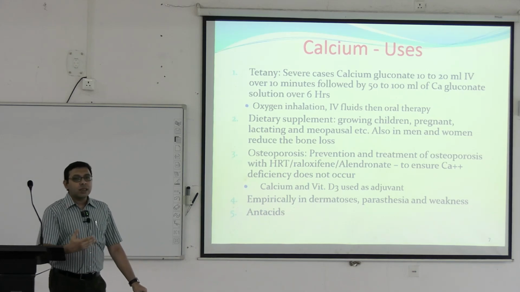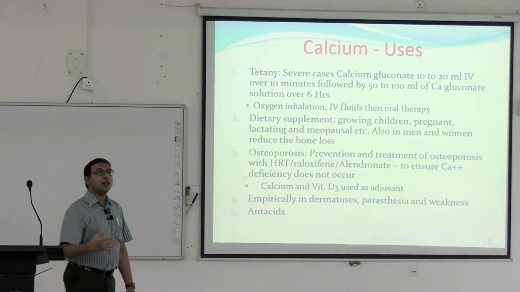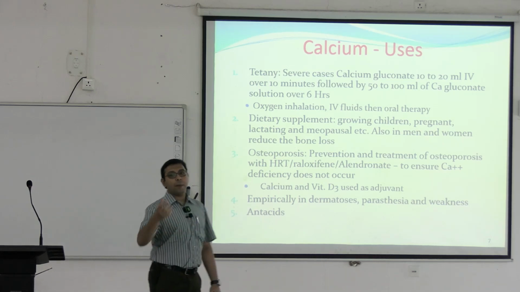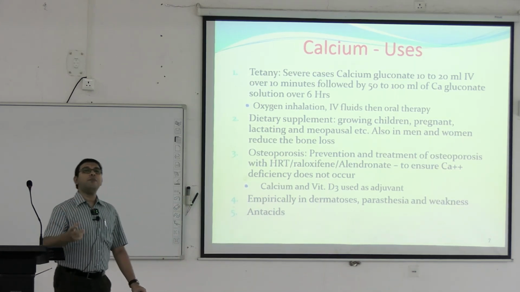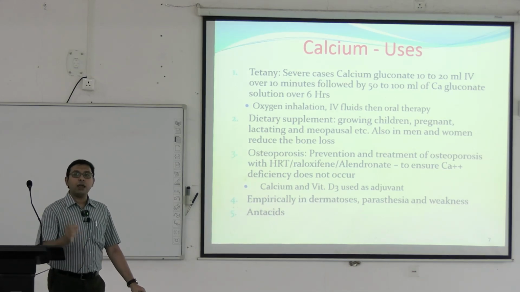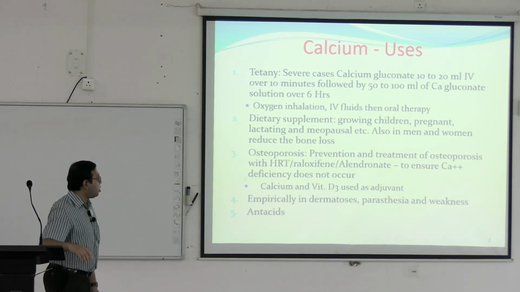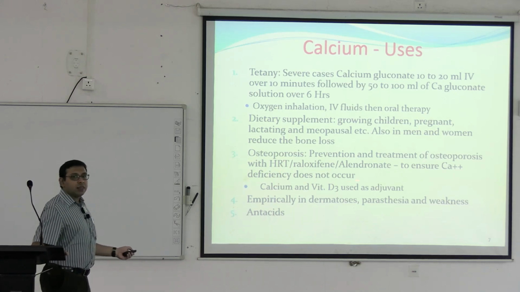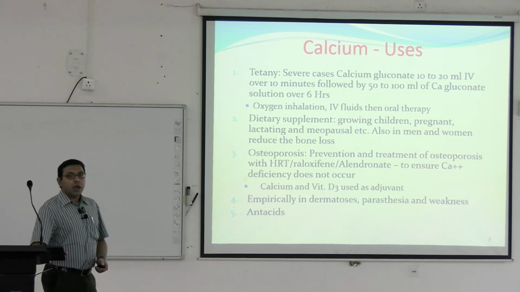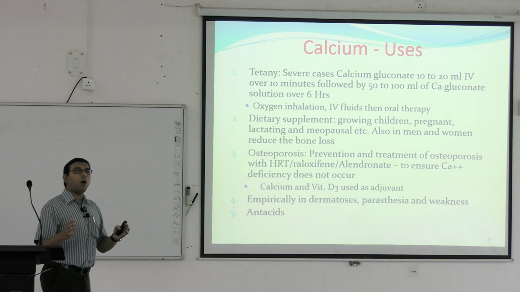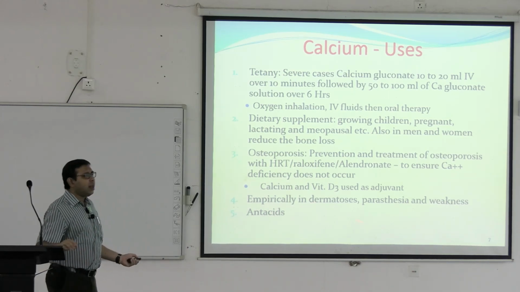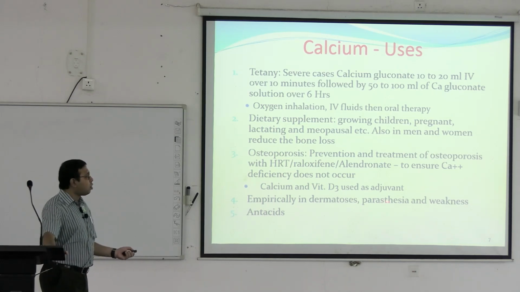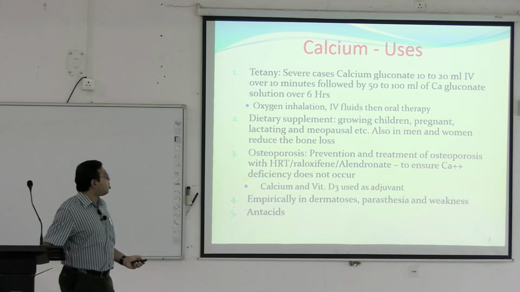For example, these are the areas where there is more chances of the fracture. When the bones become fragile, there is more chances of the fracture, and we have to replenish the stores of the calcium by giving the calcium tablet from outside. Osteoporosis, prevention and treatment of the osteoporosis, and this calcium can be combined with other drugs. We will discuss about the other drugs. Empirically, it can be given in dermatosis, paresthesia, weakness, and it can be given as antacids also.